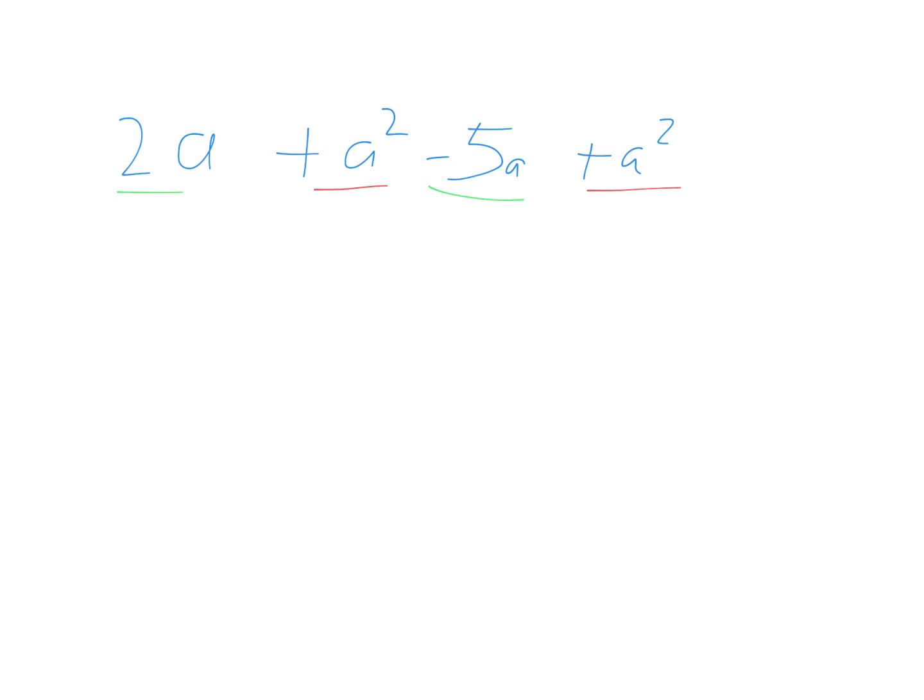So what we're going to do, as before, I like to underline similar terms. So my a's are underlined here in green, and my a squareds are underlined in red. And the first step is to rearrange it so that the a's are together, my like terms, and then my other like terms, the a squareds, are together.